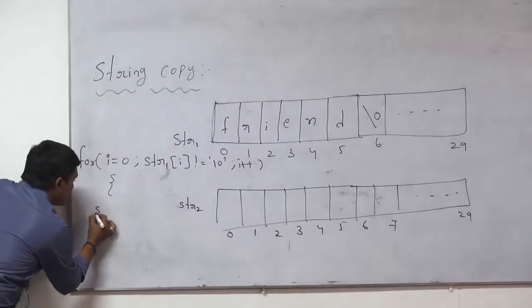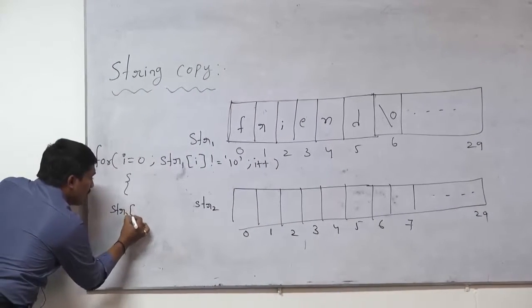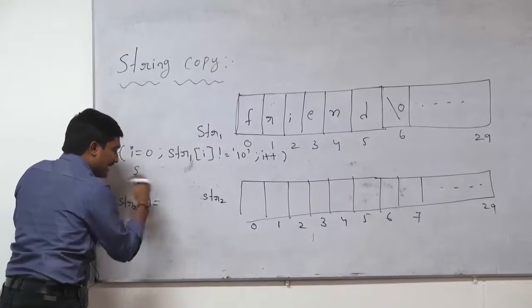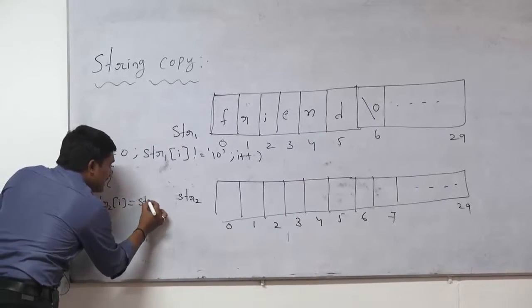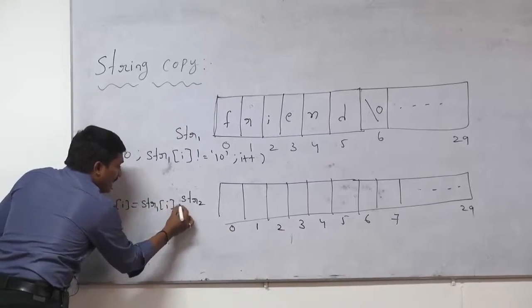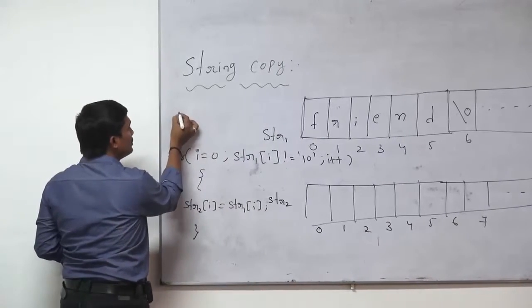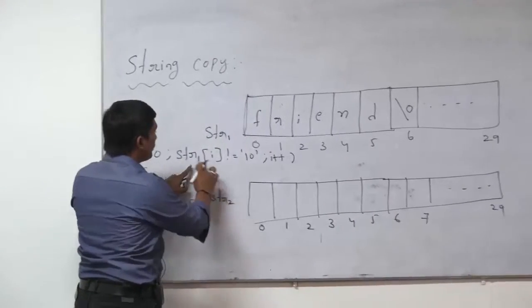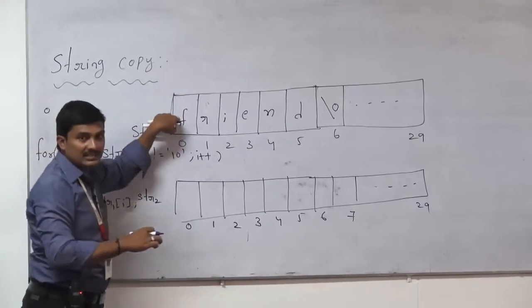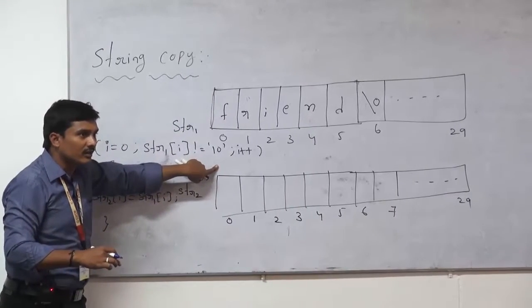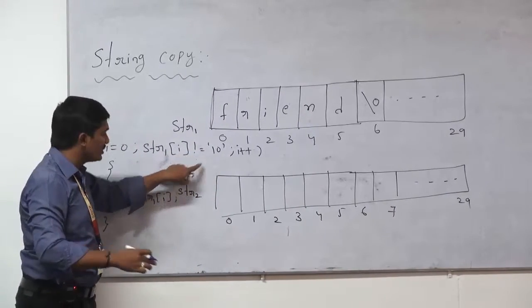So what is your second string? str2 of I, double equals or single equals? Assigning, single equals to str1 of I. Now let us debug it. I starts from which one? 0. str1 of 0, what is str1 of 0? F. F equals null or not equals null? Not equals null, so the condition is true.